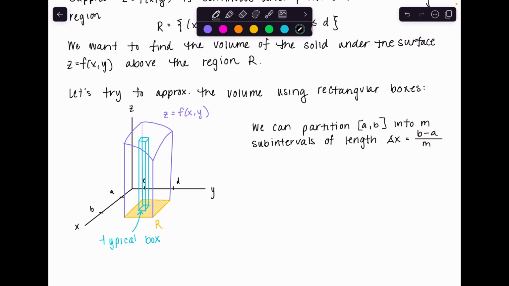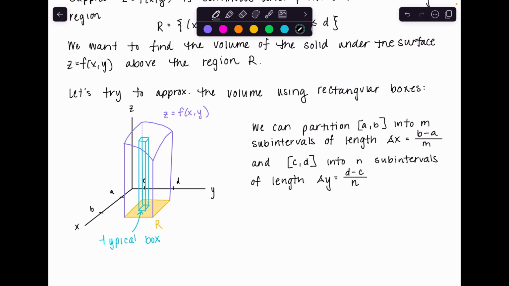And then I'm going to do exactly the same thing with my y component. However, it doesn't need to be the same number of subintervals. So instead, we're going to partition the interval from c to d into n subintervals of equal length, and that length is delta y. So we take the length of this interval and divide it by the number of subintervals.